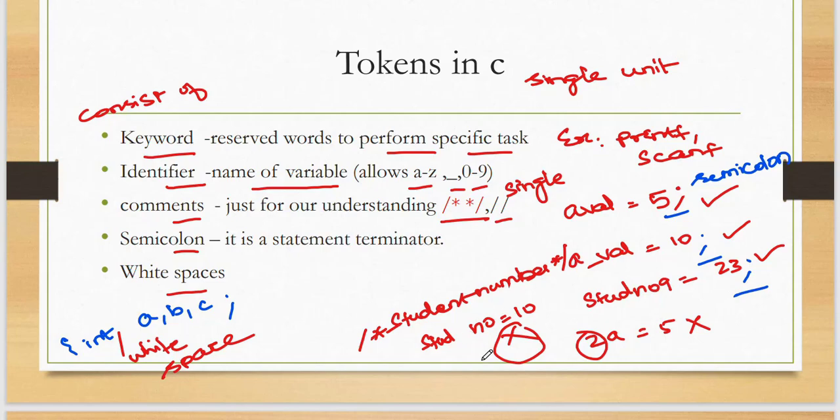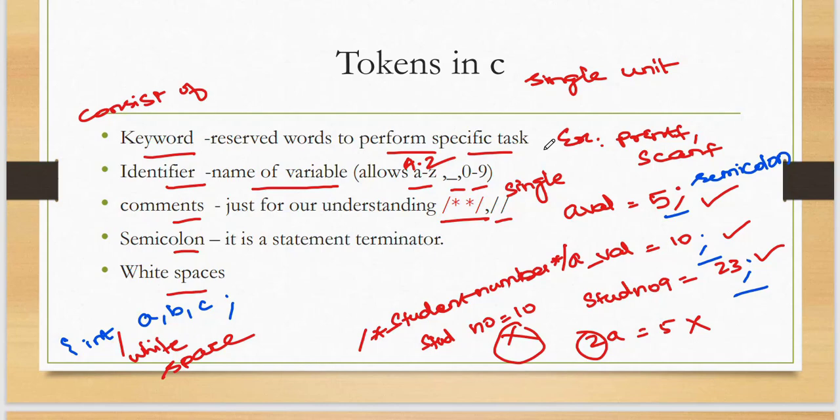So what is a token? A token is a single unit in a program. It consists of keywords, identifiers, comments, semicolons, and white spaces. Keywords are reserved words which are used to perform a specific task, and identifiers are the names of variables, which are allowed to start with a to z or capital A to Z, and underscore is allowed, and 0 to 9 is allowed. It should be case sensitive. Capital A is different from small a. That we have to remember. And we have seen some valid and invalid identifiers.